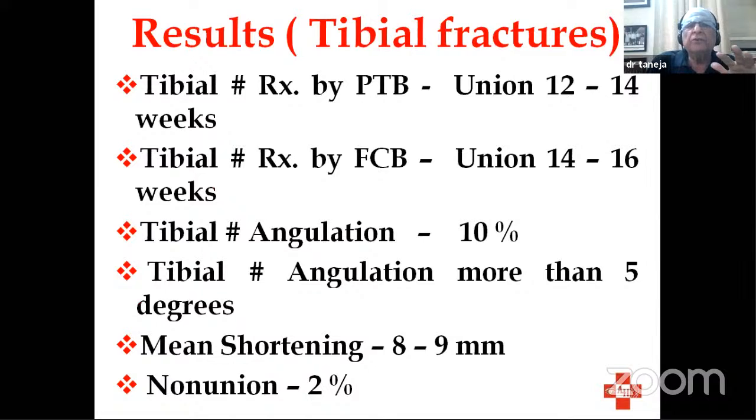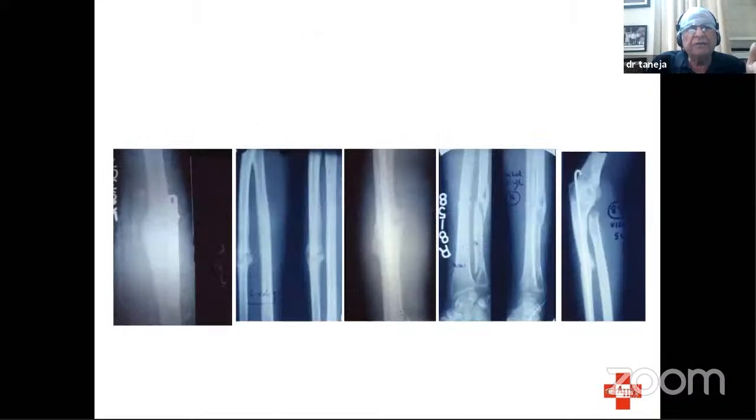that tibial fractures, mostly by the PTB technique, united in about 12 to 14 weeks. Tibial fracture treated by cast bracing united in about 14 to 15 weeks, and tibial fracture angulation was in 10%. Tibial fracture angulation more than 10 degrees, the mean shortening was 8 to 9 millimeters, non-union about 2% of the cases.